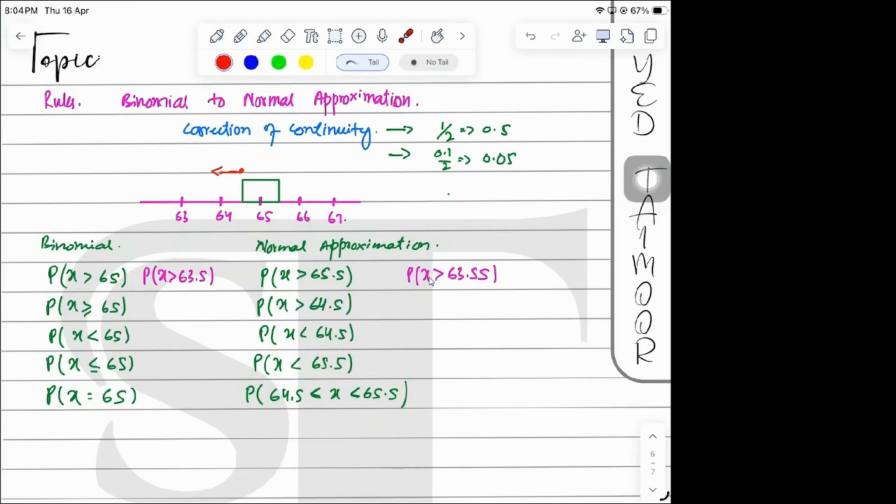Now when they were telling you less than or equal to 65, it means that 65 should be included. So you have to stand at this point and you will go on the left hand side. So it means you will be starting with 65.5.